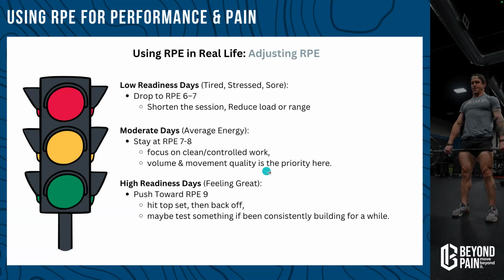On the other end, maybe you're having a bad day. You slept like crap over the weekend. You have stress from work. You got in an argument with your friend or your partner. You're sore. So you drop the RPE down to 6 or 7, right?